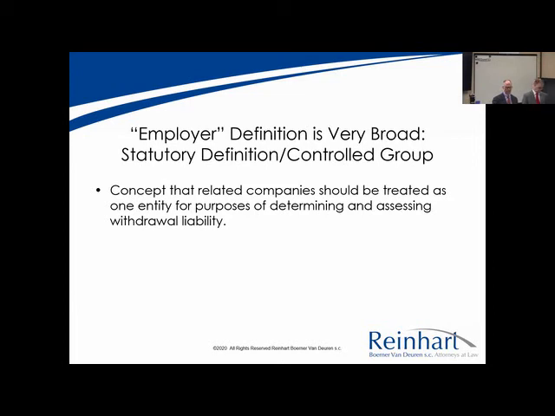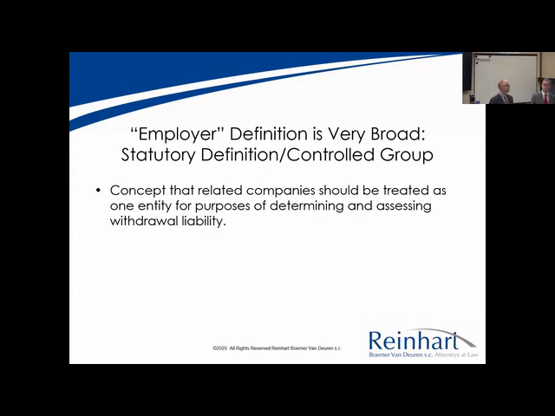It's also relevant if you own a bunch of companies and they're in one plan, you can shut down one company, and that won't be a withdrawal if your other companies are still chugging along in the plan. And while we'll go through these rules in some level of detail, that control group analysis is incredibly complicated. And if you ever need help with that, it's not as simple as we're going to present it today.